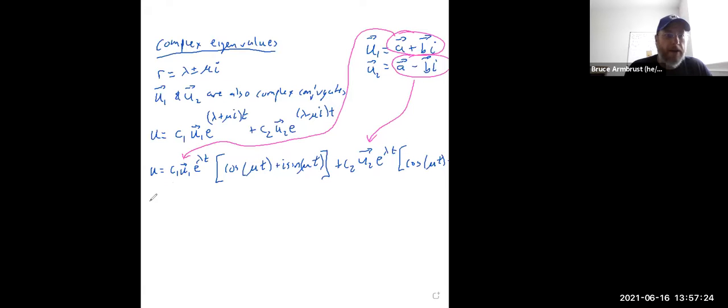There we go. Okay. So we're going to get u is equal to e to the lambda t. We'll just factor all that out. And we're going to get C1 times a cosine of mu t minus b sine of mu t.